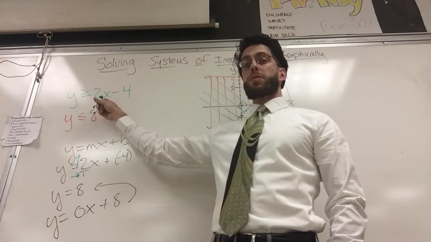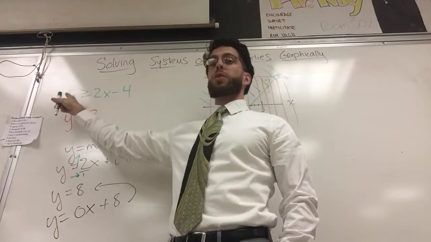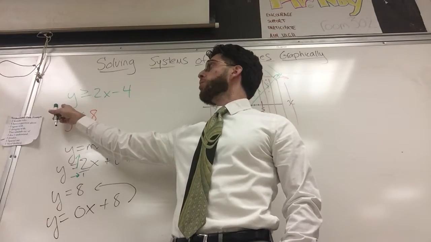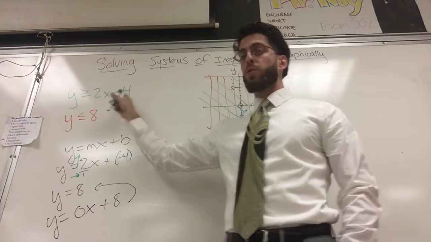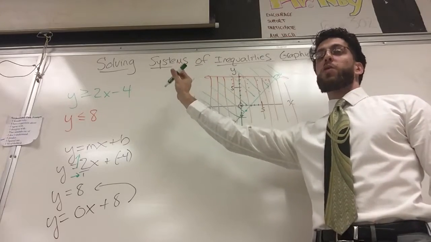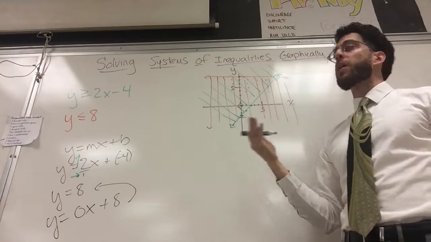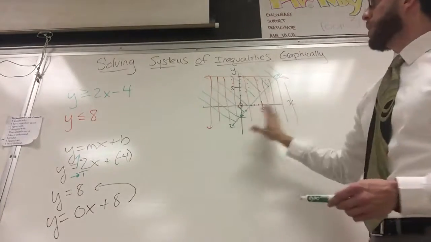2 times 0, 0, minus 4 is -4. But I put a 0 here also. Is it true that 0 is greater than or equal to -4? It is true. If it's true, you shaded the right way. If it's false, you should have shaded the other way. But I know it's greater than, so I'm going to shade up. All right? So this is the picture of the solution.